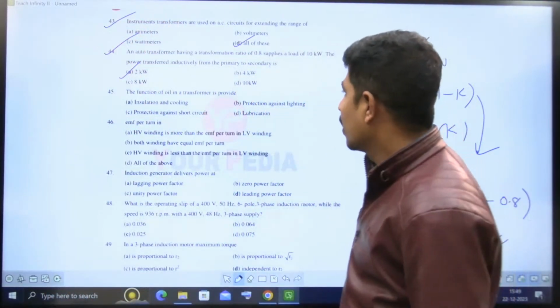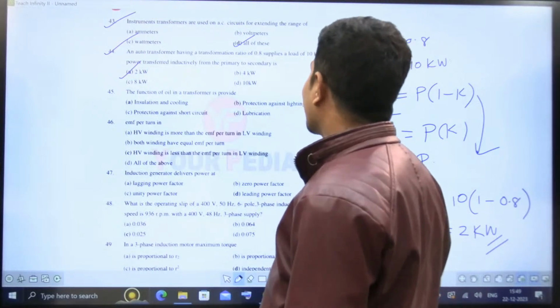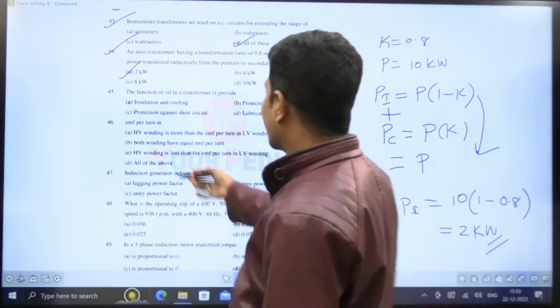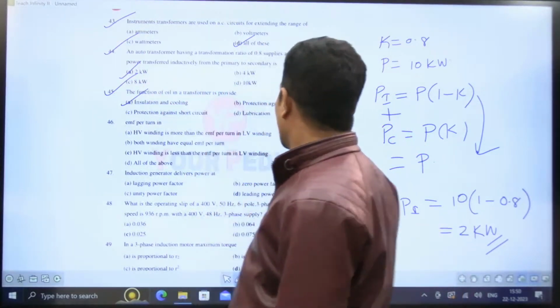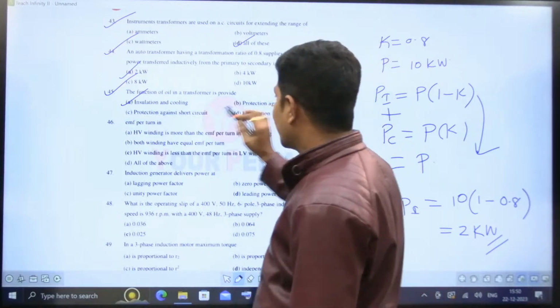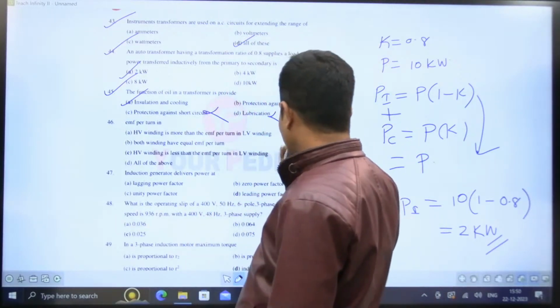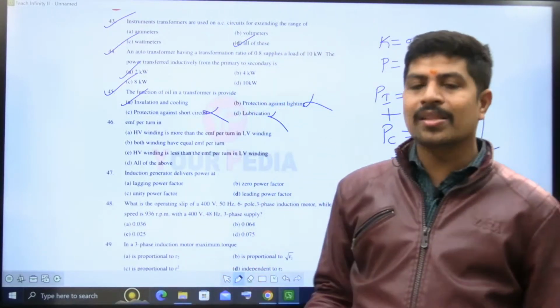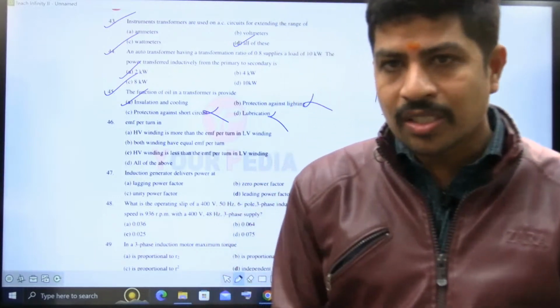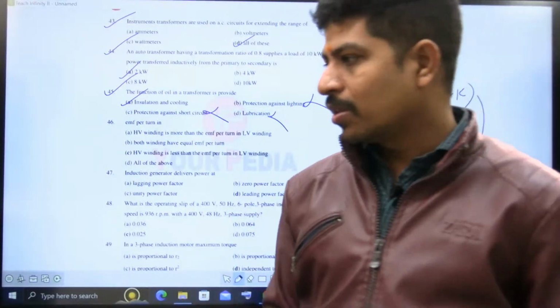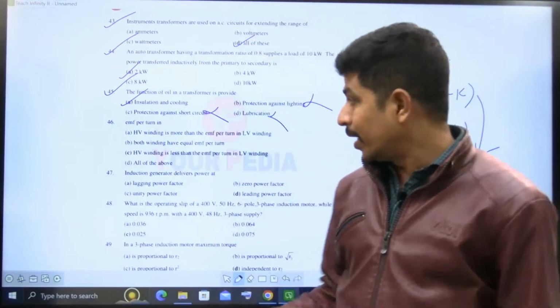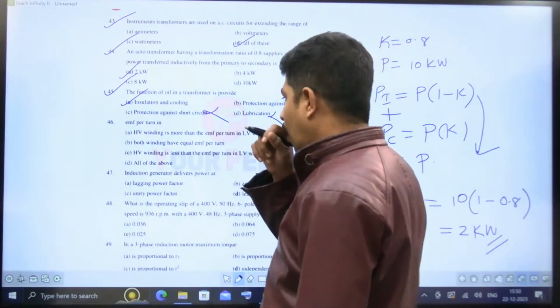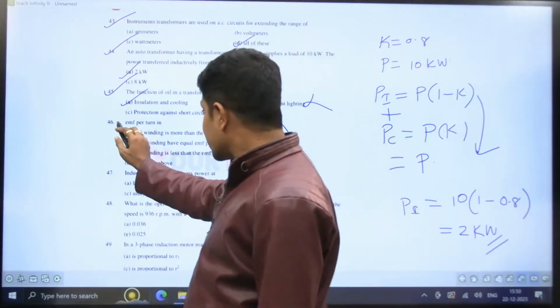44, the option is A. The function of oil in a transformer is to provide insulation and cooling. Protection against lightning, nothing to do with lightning. Protection against short circuit, nothing. Lubrication, nothing. If there is any moving part in the transformer, then we can think about lubrication, but there is no moving part in the transformer. Therefore, it is just to provide cooling and insulation. That's all. This is a good question.